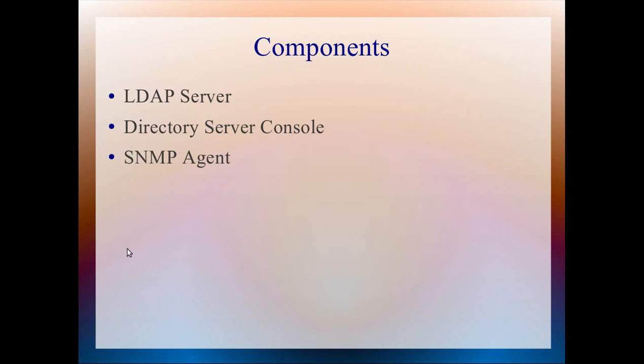So what are the main components of it? One is the LDAP server or directory server. The other is the directory server console, which is the user interface used to connect to the 389 directory server or directory server database. An SNMP agent can be used to monitor the directory server.